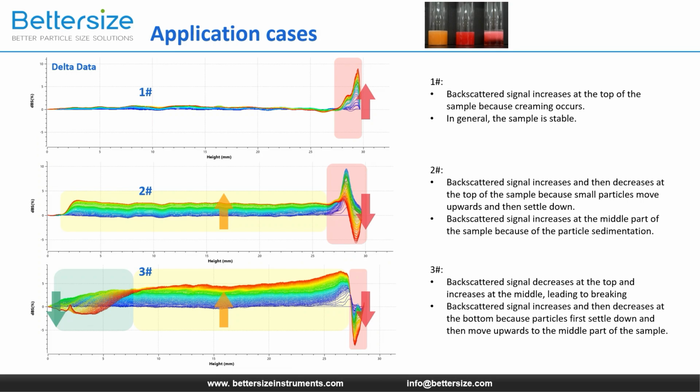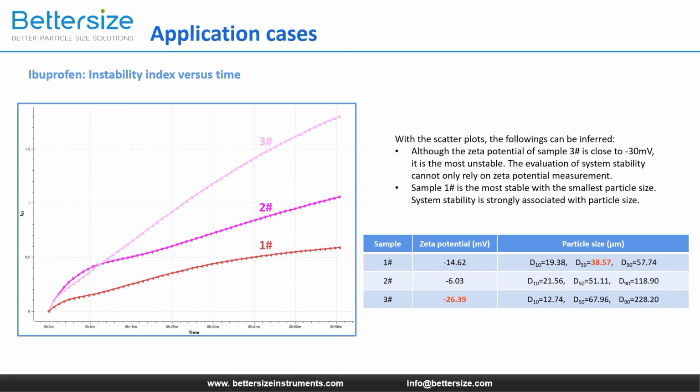In general, sample 1 is relatively stable among the 3 samples because only creaming occurs. The backscatter signal decreases at the top of sample 2 because small particles settle down. The particles continue to settle down, resulting in an overall increase of backscatter signal in the middle. The backscatter signals decrease at the top and increase in the middle of sample 3, leading to breaking. According to the instability index curves, sample 3 is the most unstable even if it has the highest zeta potential.